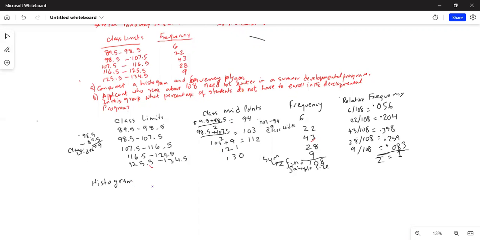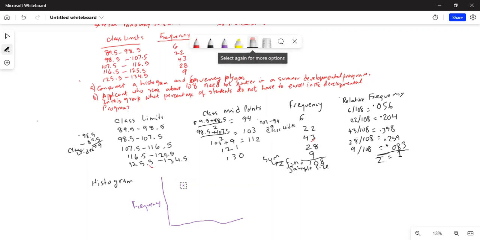As you saw, they did not mention what type of histogram. So we will do frequency on the vertical axis, and we will do classes on the horizontal axis. Okay, my drawing is not great, so let me erase that and try to do a better one, for the horizontal axis.